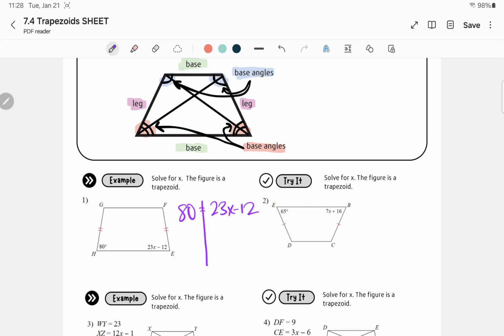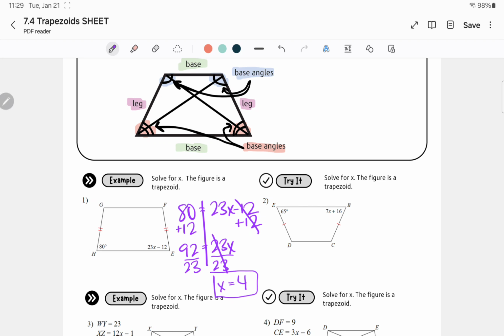We can go ahead and solve by adding 12 to both sides. That's 92 equals 23x. And our last step is dividing by 23. So 92 divided by 23 is 4, right? 4 times 20 is 80, 4 times 3 is 12, 80 and 12 is 92, or use a calculator. All right, so now go ahead and pause the video and try number 2 on your own.